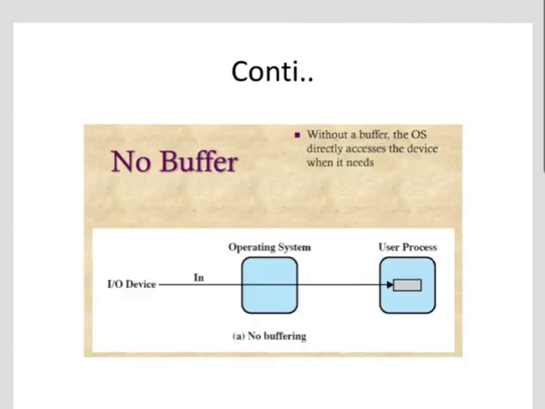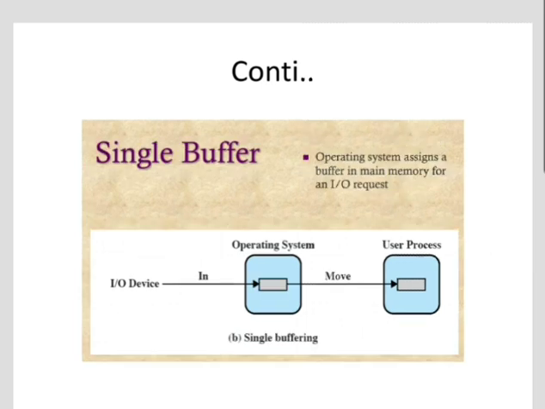So no buffer means that without a buffer the operating system directly accesses the device when it needs. This diagram shows no buffering. Here the operating system directly accesses the device when it needs. Then the next diagram is single buffering. Here the operating system assigns a buffer in main memory for an input-output request.